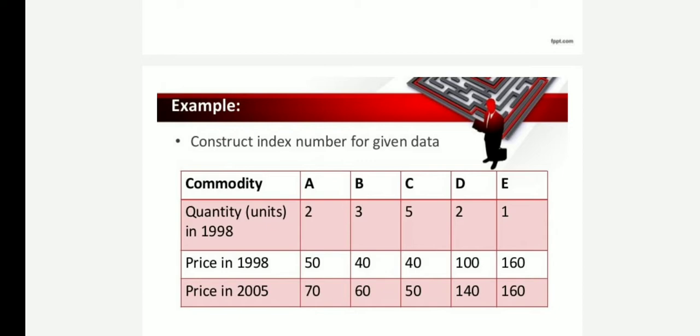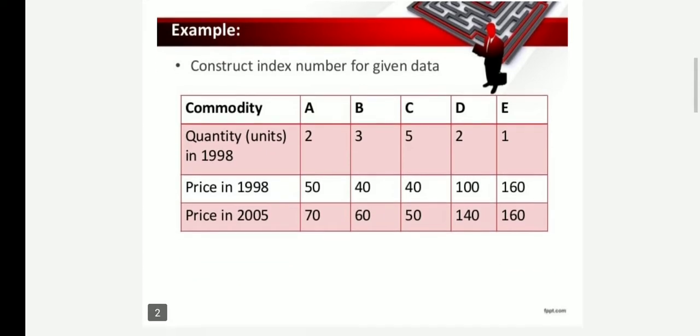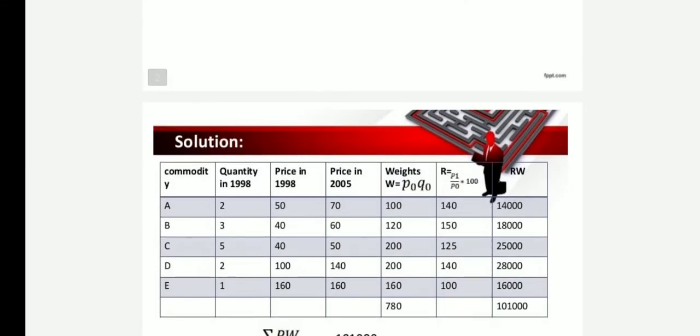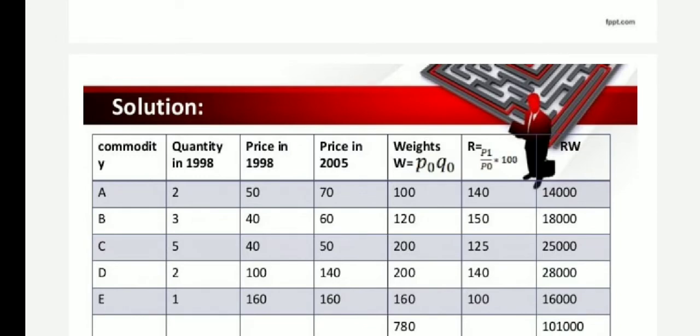Now the example: construct the index number for the following data. The commodity is given, the price in 1998 is given, and the price in 2005 is given. Solution: commodities A, B, C, D, E, quantity in 1998, price in 1998, price in 2005. Weights are P0 Q0, R equals P1 divided by P0 multiplied by 100, and RW.